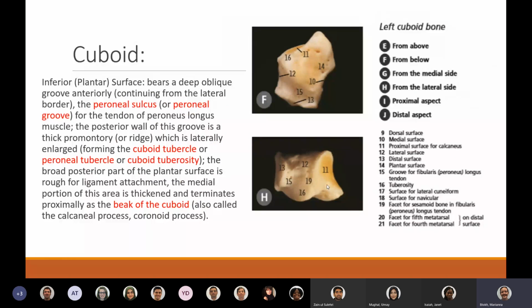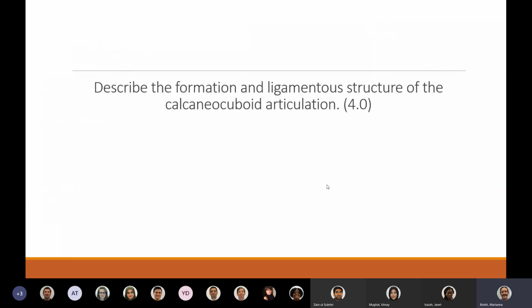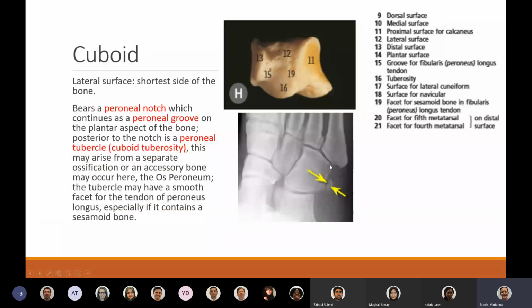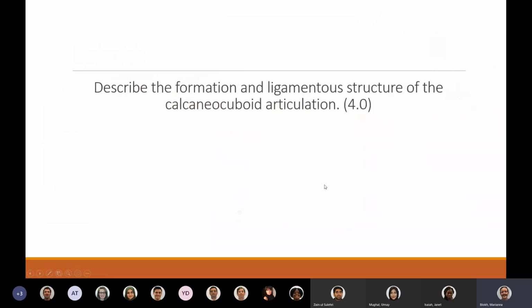Let me see what else. Inferior surface. We have the peroneal groove or peroneal sulcus. Okay. That's pretty much that. So they'll ask like what tendon runs in the groove. They could ask about the os peroneum. They could give you an X-ray. Remember, if you don't have previous X-rays, for the most part, fractures of the cuboid don't look like this. So if you have an X-ray that is this, that's your os peroneum.